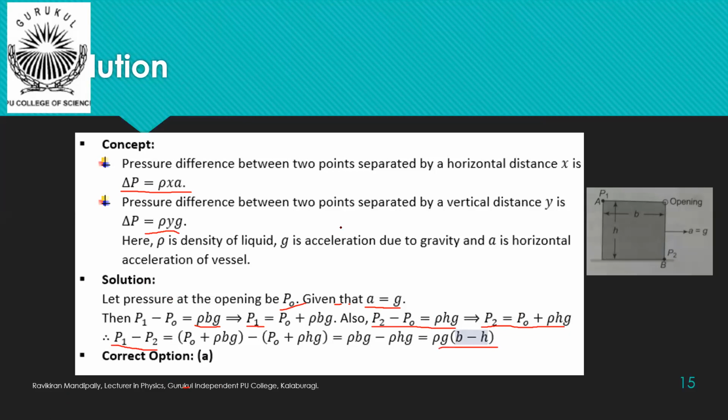So here we need to remember these two concepts: pressure difference between 2 points if they are separated by horizontal distance and if they are separated by vertical distance. And one more thing you need to keep in mind here, that the pressure difference between 2 points separated by horizontal distance will be zero only if there is no acceleration imparted to the container. That we need to keep in mind.